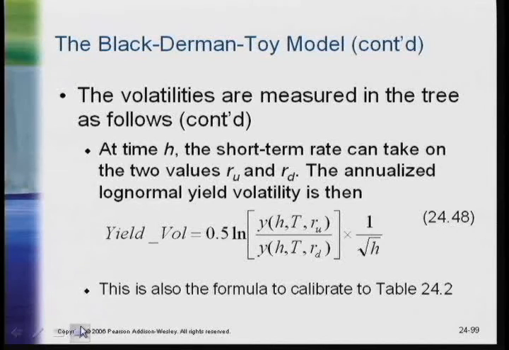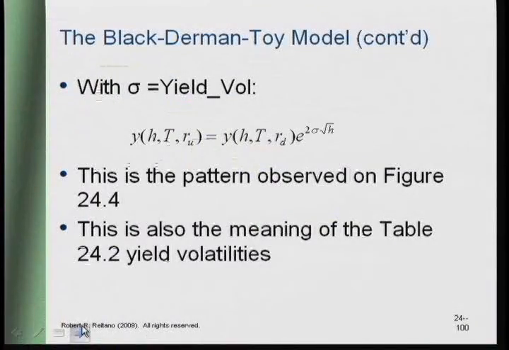The yield volatility then is 1/2 the log of the ratio with this factor. This formula may look a little unusual, but what it basically tells you, if you just reverse this, and I call this sigma, is that the yield in the upper state is equal to the yield in the lower state times e to the 2 sigma square root of h. So this is the reason that we have the rates go up by 2 sigma.